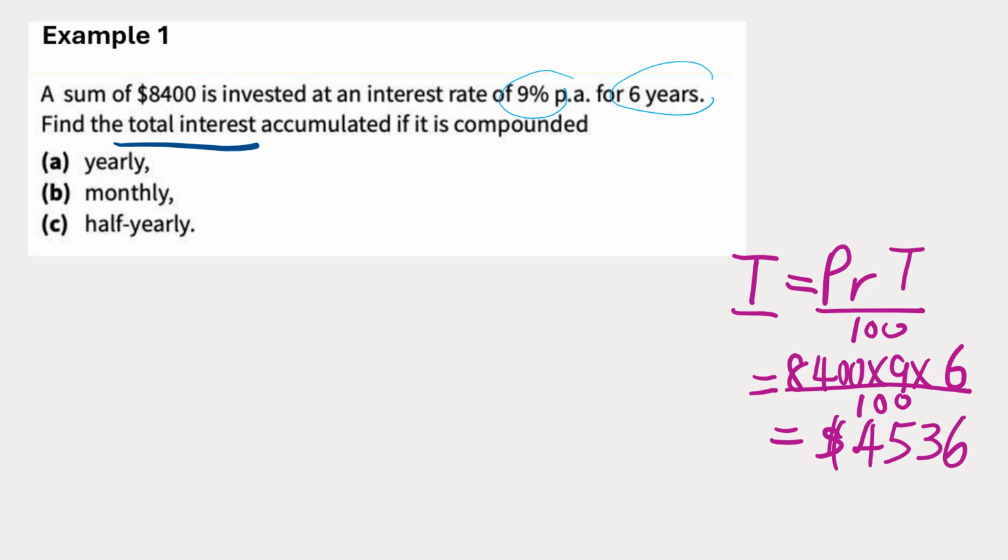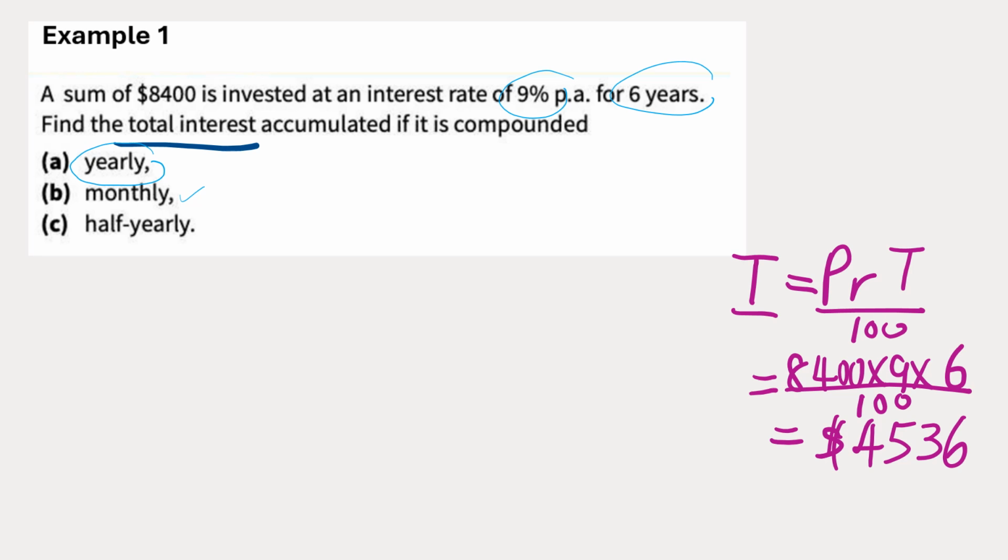But this is just a question. We just use it to solve the problem. In real life, if a company or someone comes to you and says, you give me 8,400, I give you 9% per annum, it's a bit too good a deal to believe in. Anyway, the total interest accumulated will be different depending on how it's compounded. If it's compounded yearly, monthly or half yearly, the amount of interest you get at the end of it will be different. So let's see how different it is.